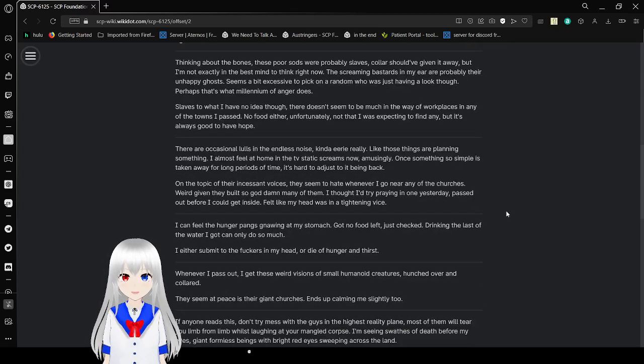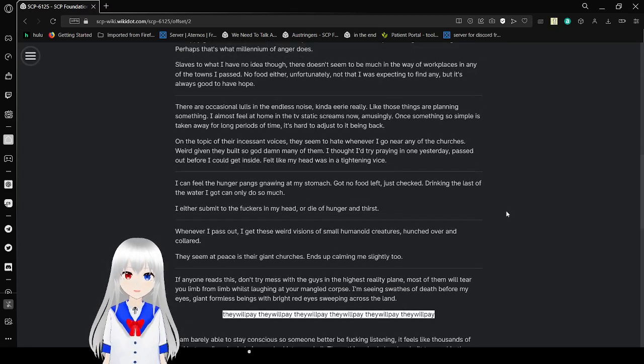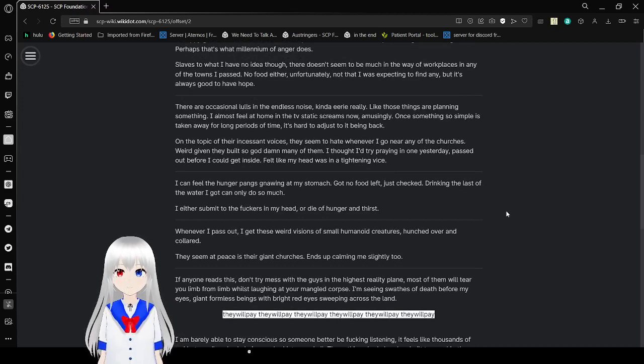Slaves to what? I have no idea, though. There doesn't seem to be much in the way of workplaces in any of the towns I pass. No food either, unfortunately. Not that I was expecting to find any, but it's always good to have hope. There are occasional lulls in the endless noise. Kinda eerie, really. Like those things are planning something. I must feel at home when the TV static screams now. Amusingly, when something is taken away for long periods of time, it's hard to adjust to it being back.